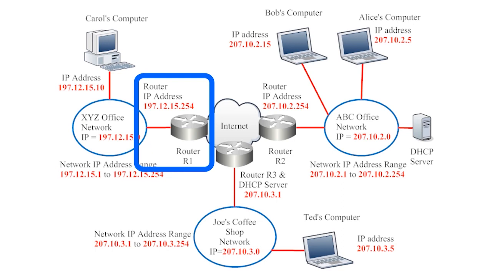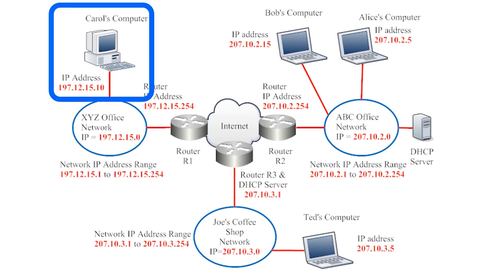As we can see in the illustration, the router at the XYZ Office Network has been assigned the IP address ending in .254. Meanwhile, Carol's desktop computer has been assigned the IP address ending in .10. There are 252 IP addresses remaining in the available range for this network. The XYZ Office Network uses static IP address assignments. Static IP addresses are unchanging. That means that for the foreseeable future, Carol's desktop has been permanently assigned this particular IP address. 197.12.15.10 is permanently reserved for her computer.